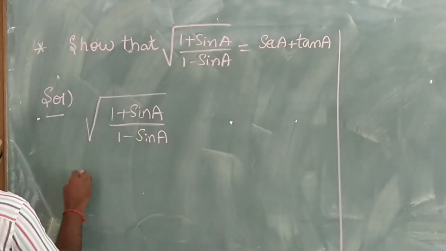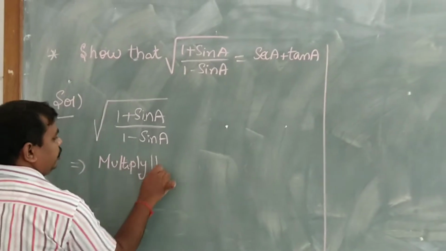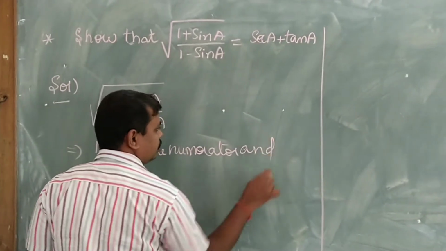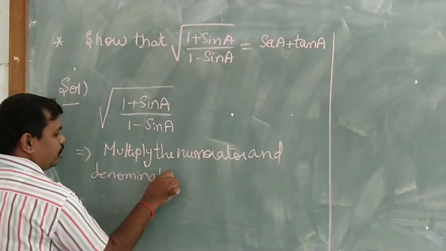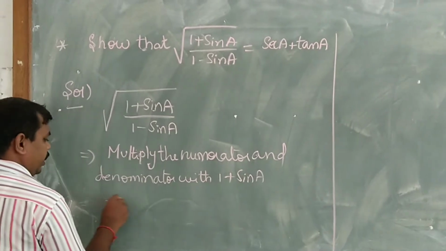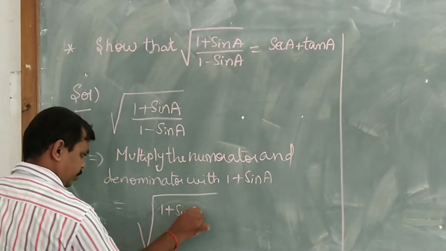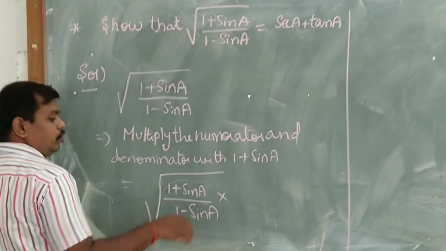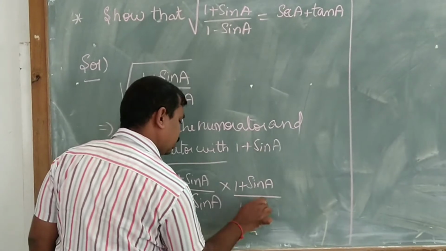So now multiply the numerator and denominator with what? 1 + sin A. So that implies, check here, (1 + sin A)/(1 − sin A) into (1 + sin A)/(1 + sin A).